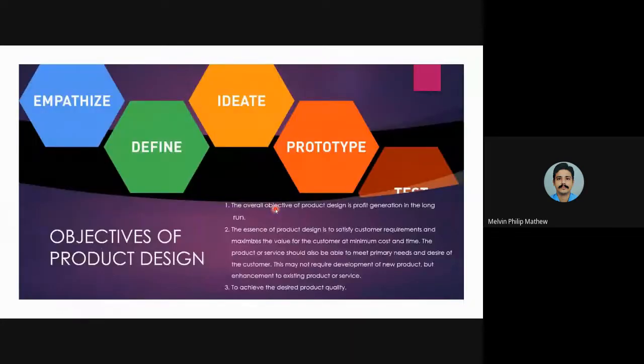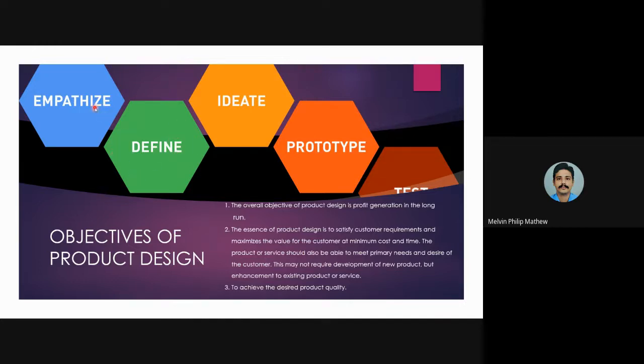Next, we are moving on to the objectives of product design. So what are the objectives of product design? First of all, product design involves these processes. The first one is empathize, then define, then ideate, prototype, and then testing. First, in empathize, we are dealing with the consumer feedback and the needs of the consumer. So the problem is identified and then it is defined.